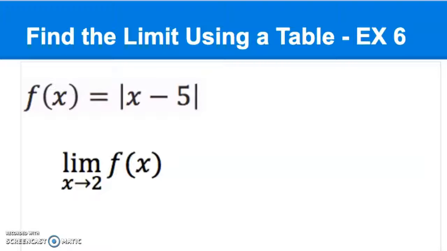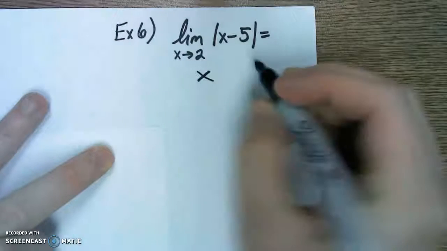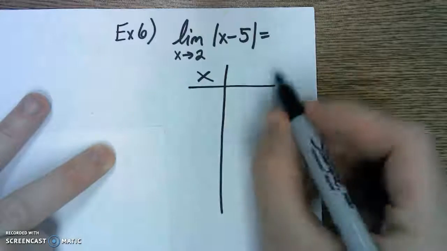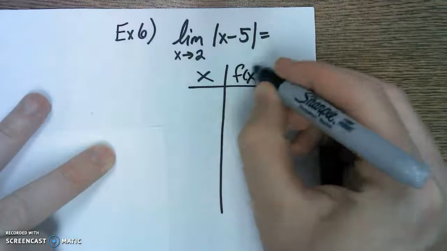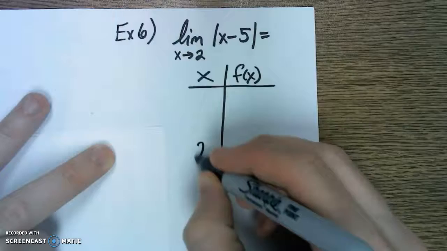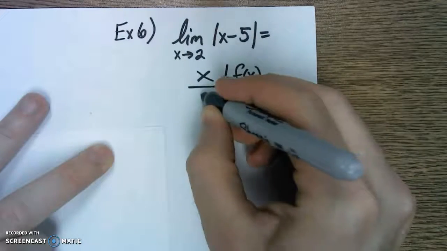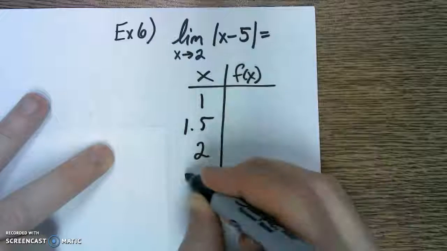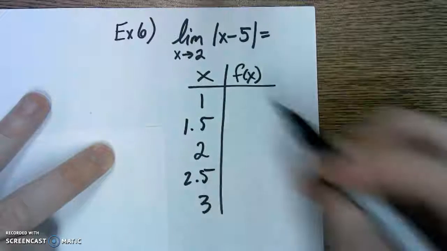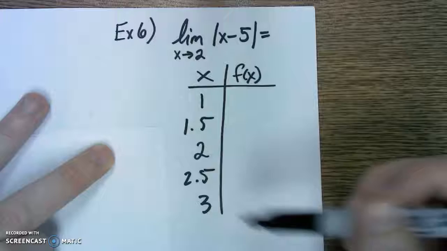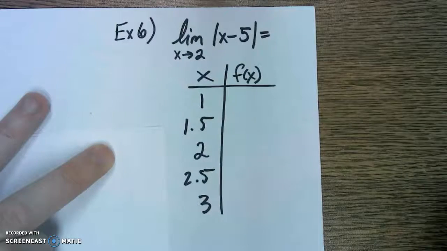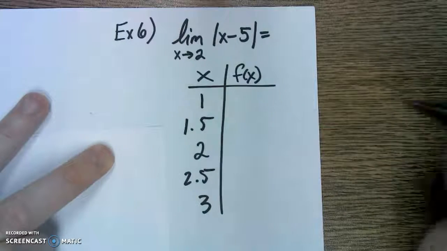Let's go ahead and draw our table. So we know what the x values are doing. They're getting close to 2. That's what this tells you. So let's pick some x values that do get close to 2, like 1, 1.5, 2.5, and 3. We want to go smaller than 2, larger than 2, but get close to 2. And then we want to just plug these in and see what the y values would be.